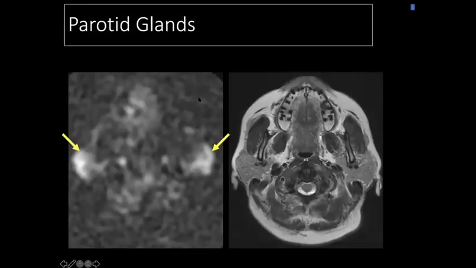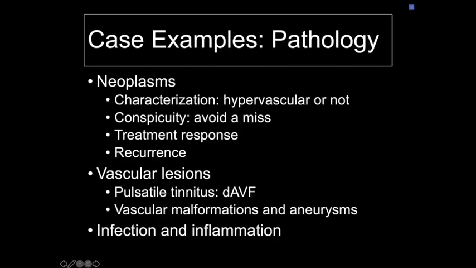The parotid glands are also commonly high signal on ASL. You always want to look at your anatomical imaging, make sure the patient doesn't have some sort of bilateral parotid pathology, but in this case, the glands are normal, just moderately hyperperfused on ASL. Again, a very common finding. Look at your anatomical images, make sure that things look normal. Let's move on and talk about case examples of pathology.